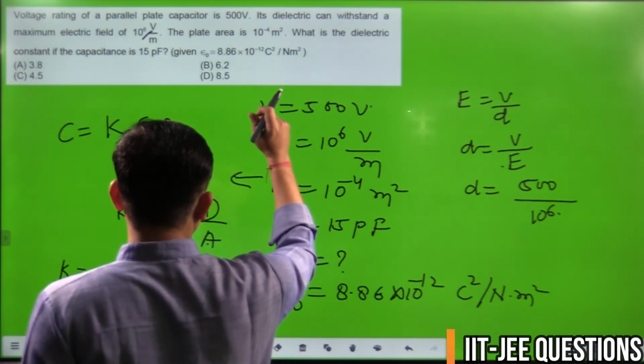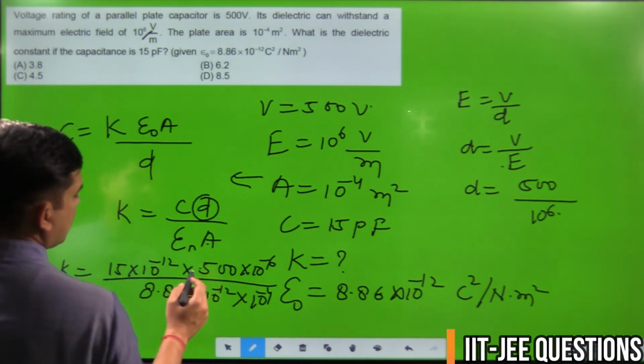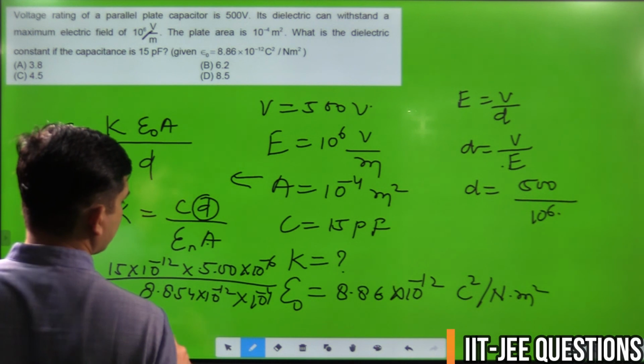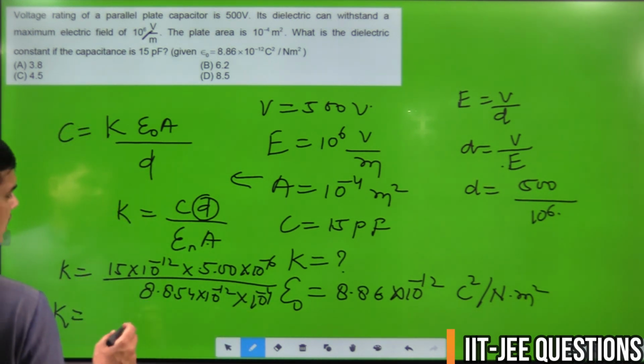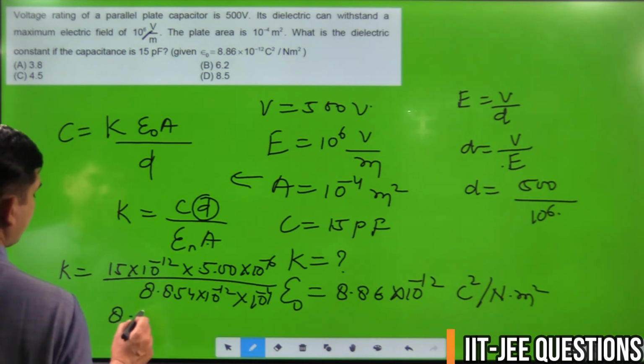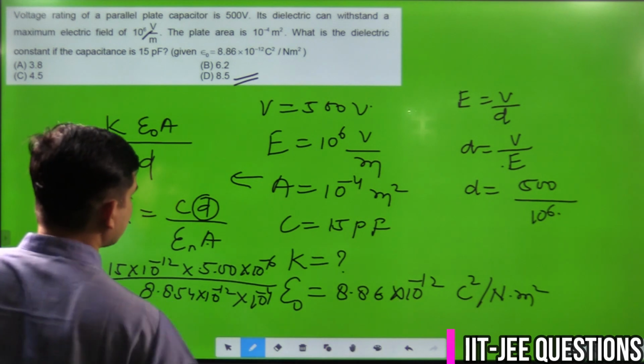Now further solve it. K will be 500 into 10 to the power minus 6 over 8.854. You will get the final answer approximately 8.5. Calculate it. The final answer, D, is the right answer.